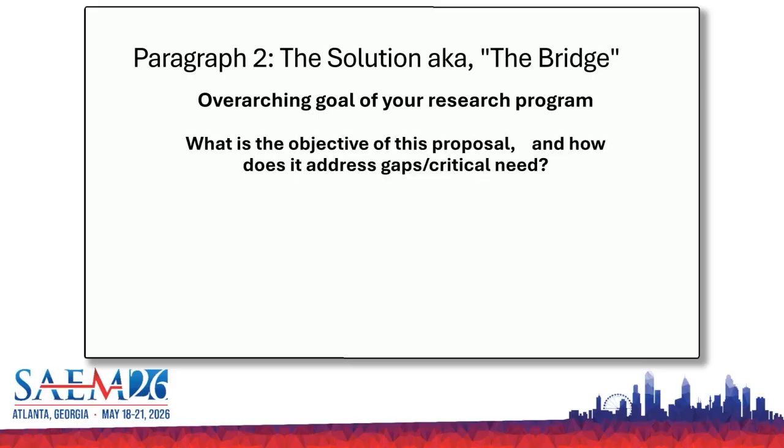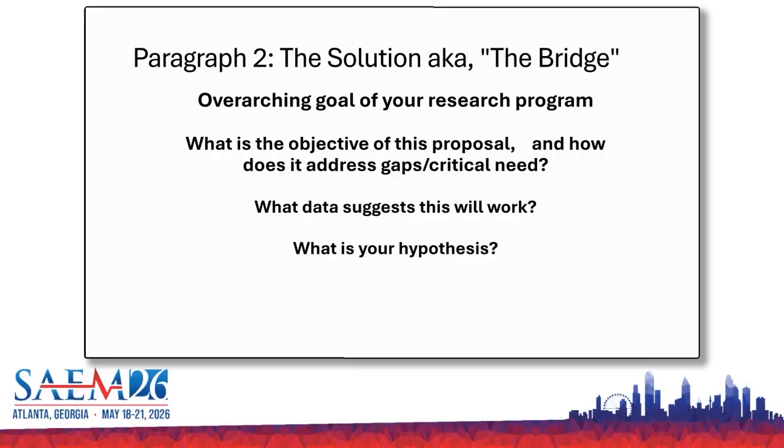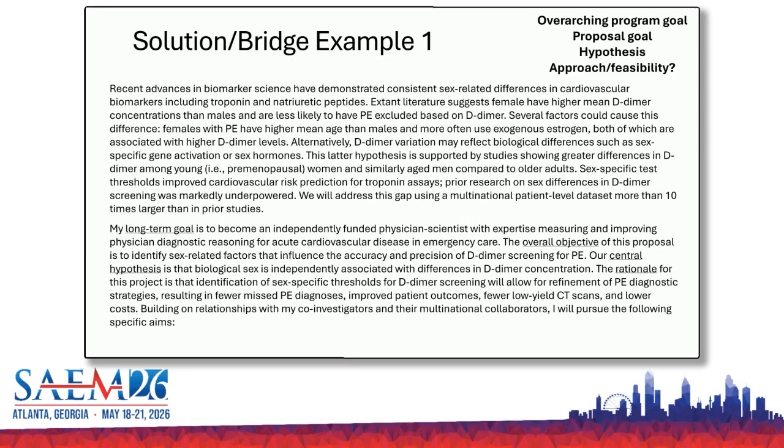And then you talk about the objective of the proposal and how it addresses the gaps and critical needs raised in your first paragraph. Then you need to convince your reviewer that this is feasible. What existing data out there suggests that this is the right thing to be studying at this moment in time? Then an explicit look at your hypothesis, and then we talk about your approach and a little bit more about feasibility.